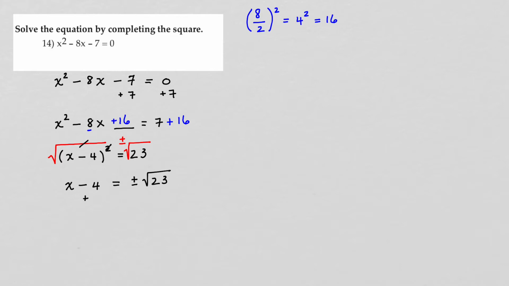And now I add 4 to both sides, and I get x equals 4 plus or minus the square root of 23. And those are my two solutions to this equation. So that was question 14 on the final exam review. Let's take a look at question 19.